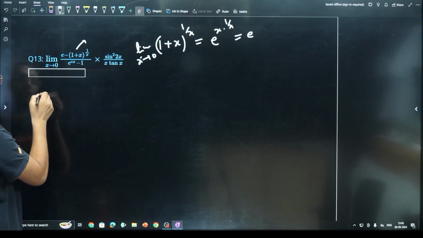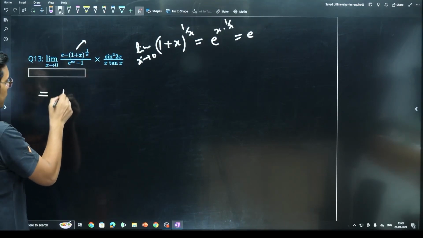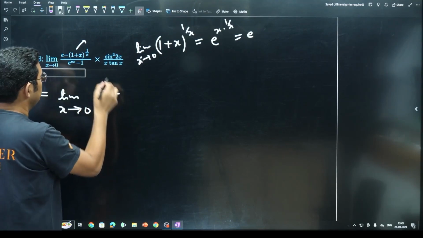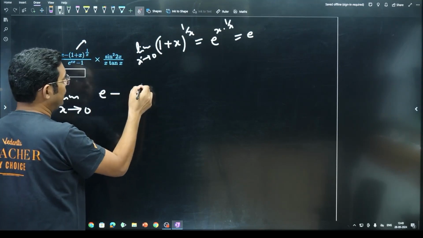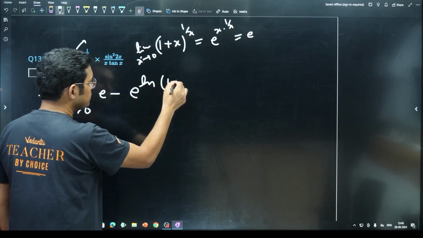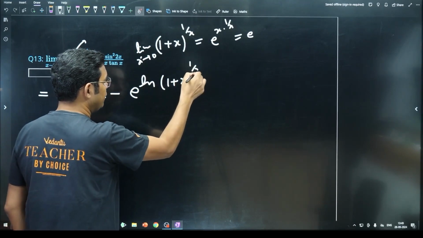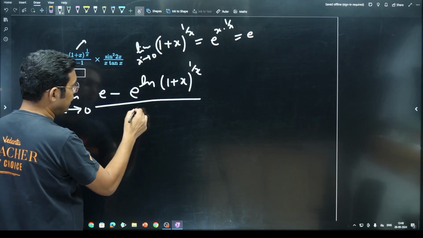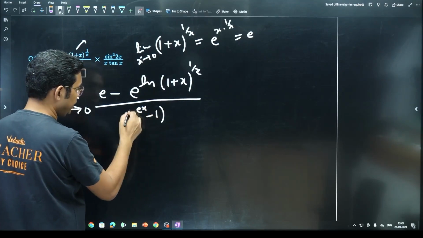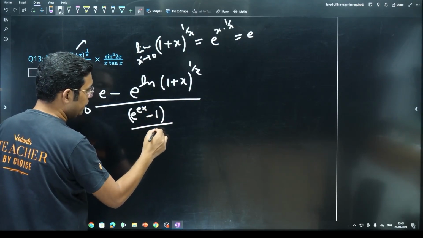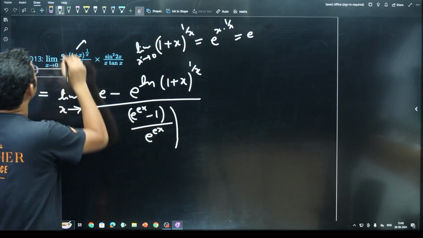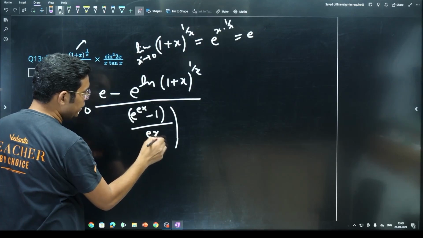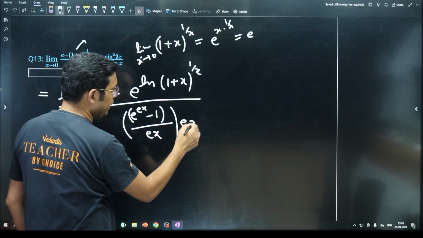So let's see how this can be done. To do this question, I will write this portion as limit x approaches 0 of e minus e raised to the power ln of (1 plus x) raised to the power 1 by x. Whereas in the denominator, e raised to the power ex minus 1, I will multiply and divide by e into x here as well.